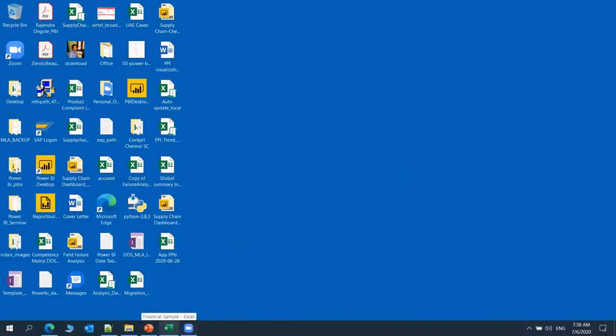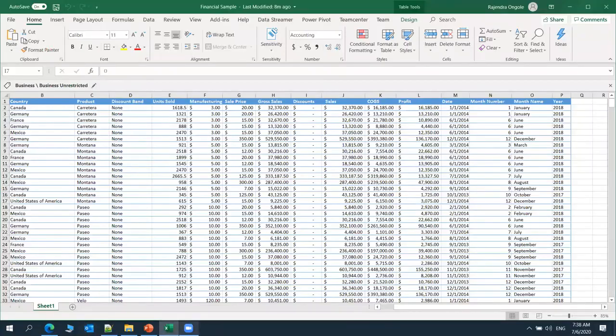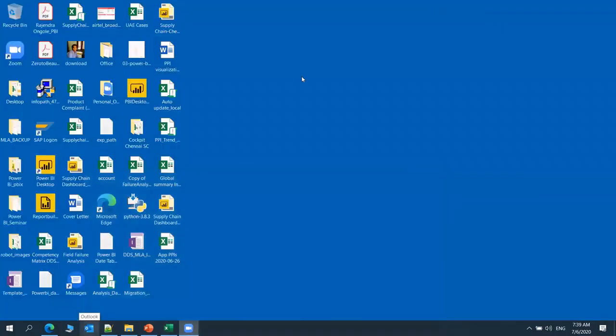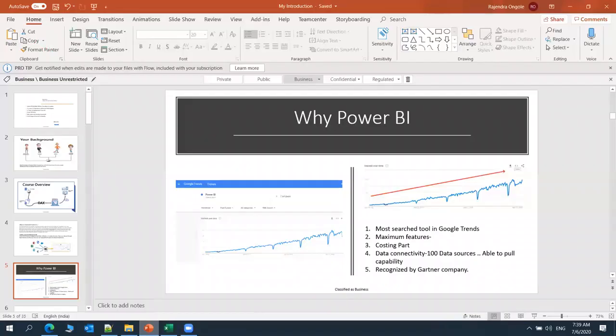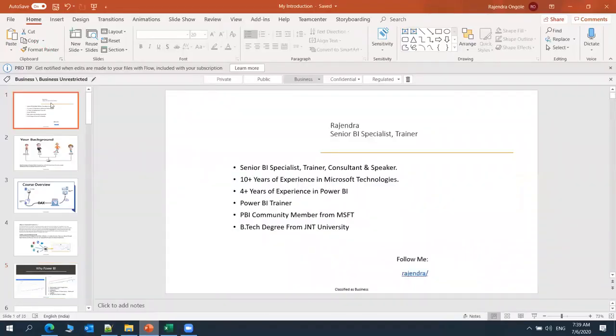I'm working in the manufacturing industry for the past 10 and a half years, and in Power BI I have 5+ years of experience. I am a Microsoft MVP, a Microsoft Valuable member, and I'm actively performing in the Power BI community as well. We are going to start Power BI now, and this is my introduction.